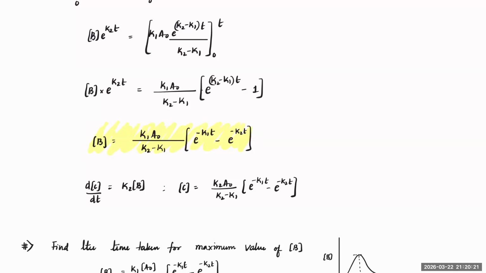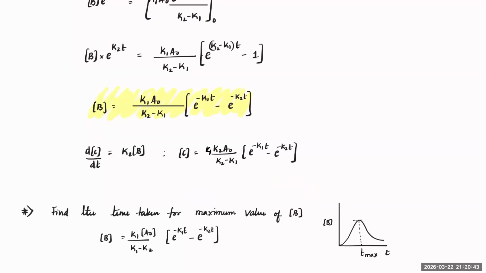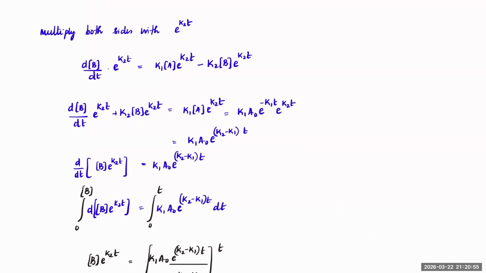Now to derive the same thing, you will get similar term for C also. Okay, because I need to write K2 into B. So sorry, this will be K1 into K2 A naught by K2 minus K1 into this entire thing. So this will be the expression of C. Clear? So this is C, this is B, and we already got the A. Concentration of A is equal to A naught e raised to power of minus K1 into T.